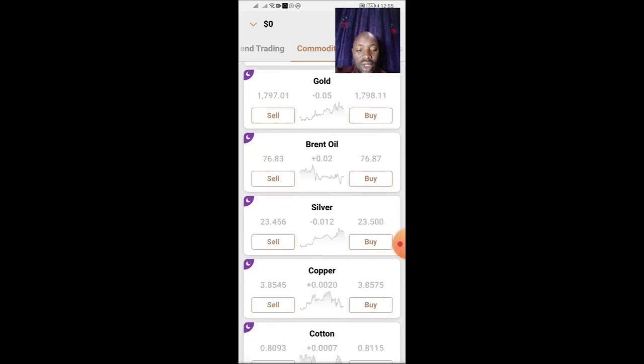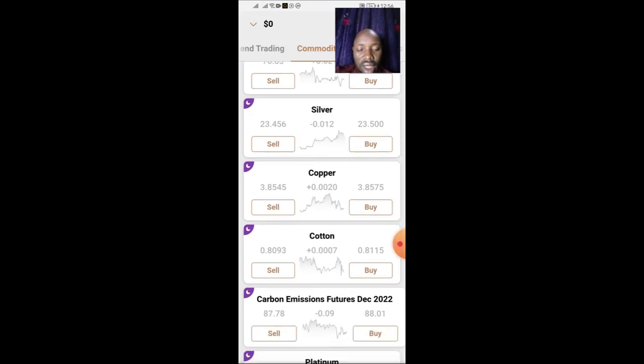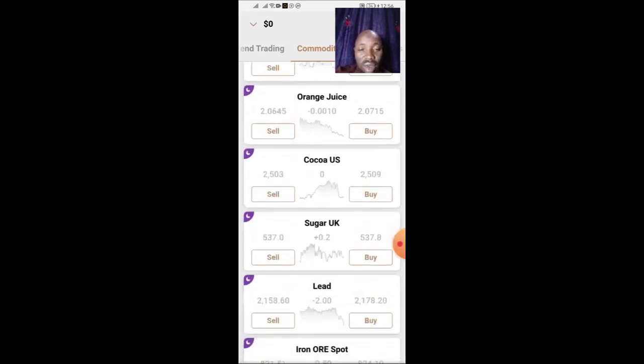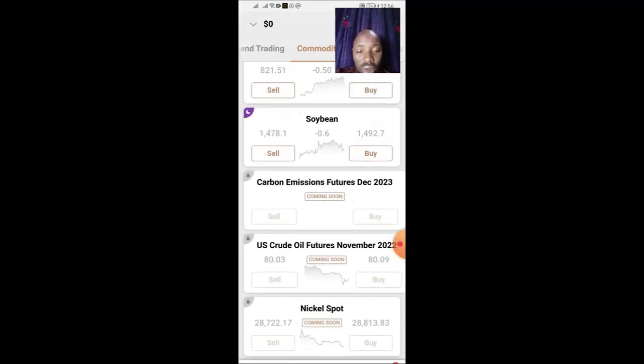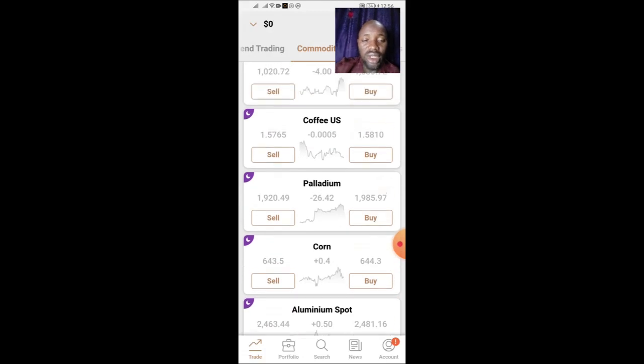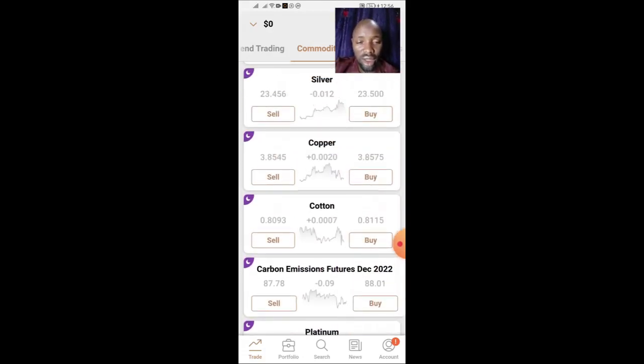You can also trade on copper. You can also trade on cotton. There are so many, and all these are commodities. Sometimes you see them, we don't trade them during the weekend. They are being traded during the daytime. So when you have the opportunity, you can come down here and trade more.